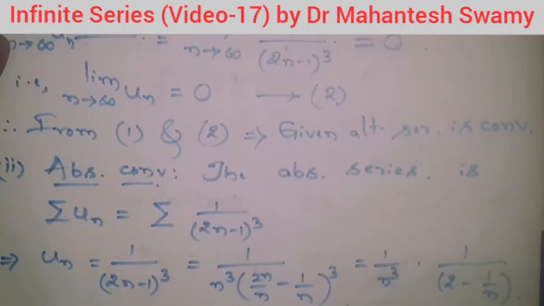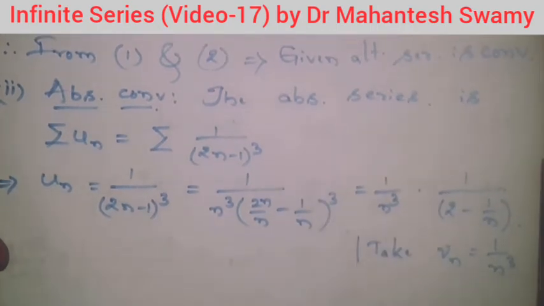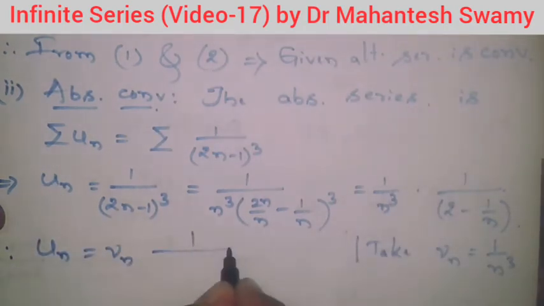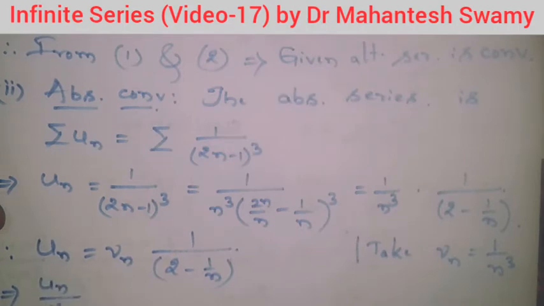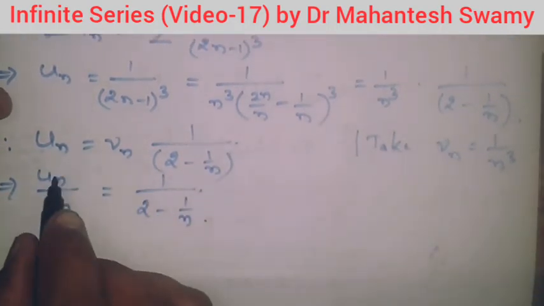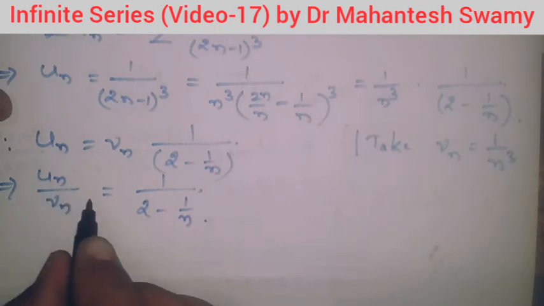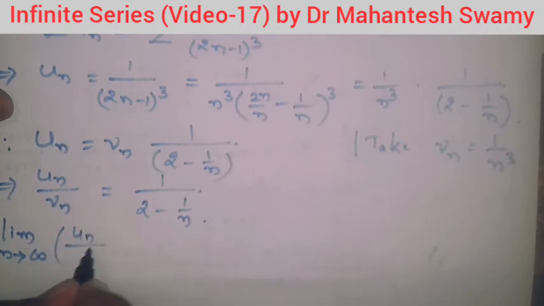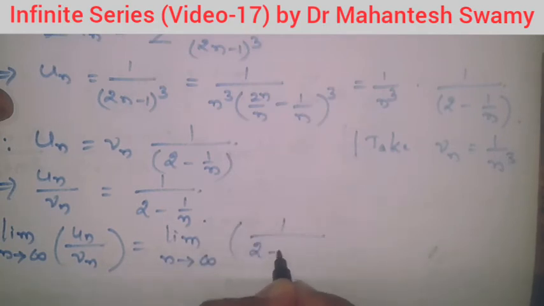Let us take Vn equal to 1 by n cube. So we get Un equal to Vn into 1 divided by (2 minus 1 by n). Now this Vn we can transfer to the left hand side, so as to get Un divided by Vn equals 1 divided by (2 minus 1 by n). Here we should understand that we are going to use the comparison test, so we take the limit on both sides. Limit as n tends to infinity of Un divided by Vn equals limit as n tends to infinity of 1 divided by (2 minus 1 by n).